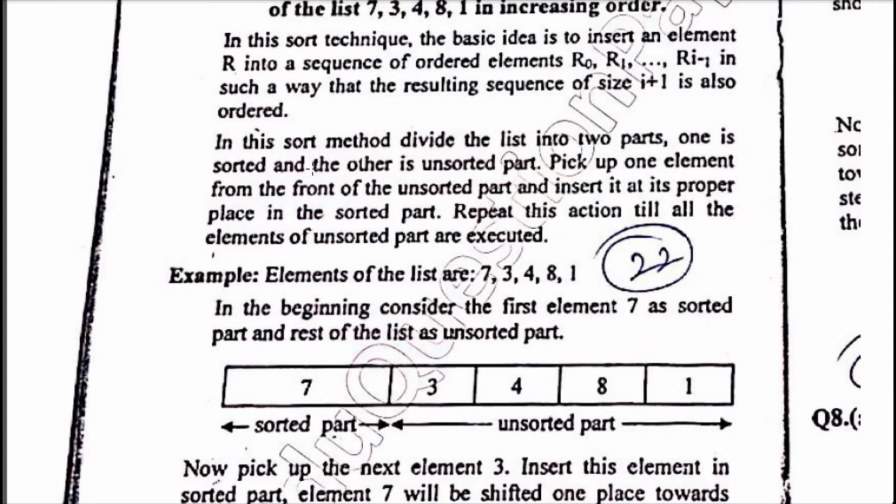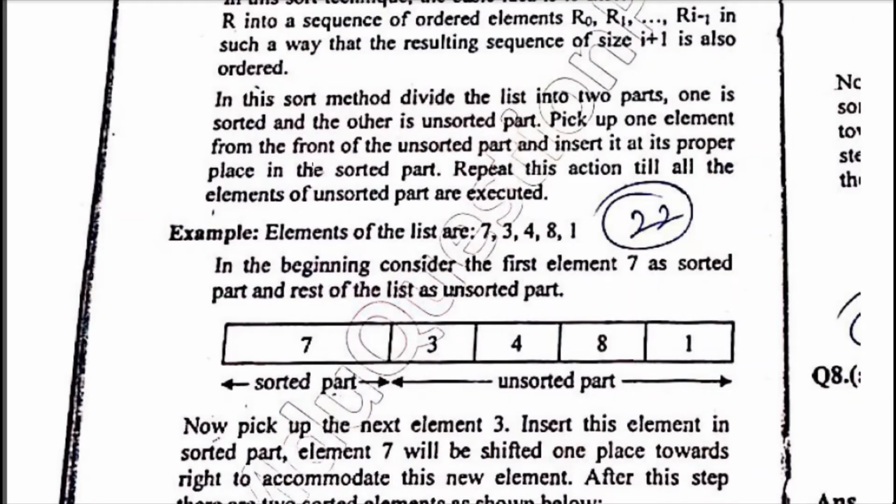So in this sort method, we divide the list into two parts. One is the sorted part, which is already in increasing order, and the other is the unsorted part. Then we pick up the first element of the unsorted part and insert it at its proper place in the sorted part, such that the sorted part stays in increasing order. Repeat this action till all the elements of the unsorted part are processed.